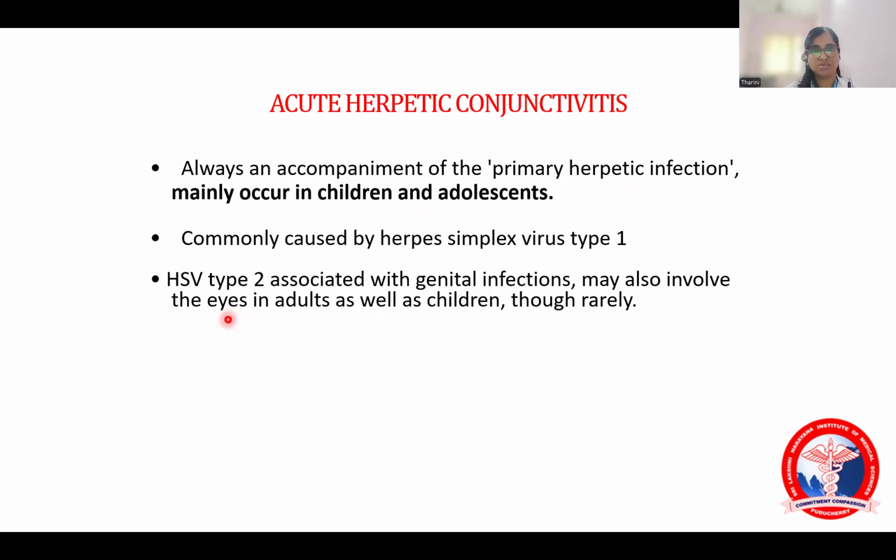Acute herpetic conjunctivitis is always accompanied by a primary herpetic infection. So this occurs mainly in children and adolescents. It is caused by herpes simplex virus type 1. HSV type 2 is usually associated with genital infections that may also involve the eyes in adults as well as children, but it is very rare.